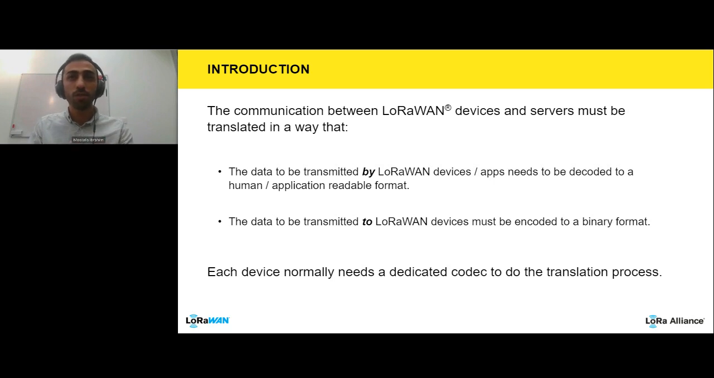And the same process is also needed when a human or server needs to configure some device, to communicate with the device and configure it in a way or another. So this data must also be translated, and we said encoded to a binary format. As each device has its own specification and technical characteristics in terms of hardware or any other specification, each device has its own way of communication in a chain of bytes. That's why each device normally needs a dedicated codec to do the translation process.